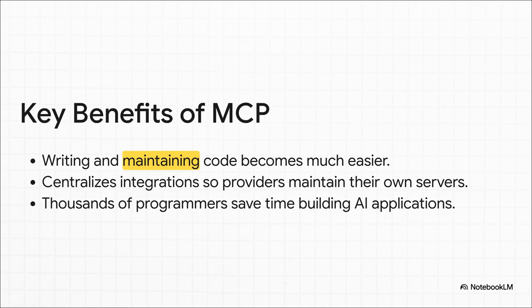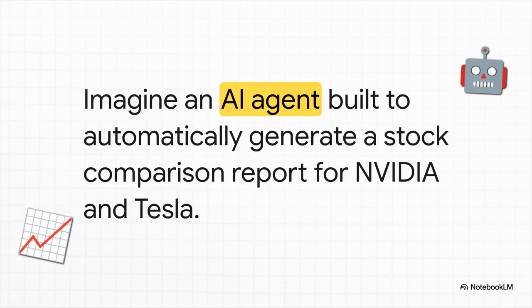And here's a big one. The burden shifts. Instead of every single developer having to build their own connection to, say, Google Maps, Google can just offer one official MCP server and everyone can just plug into that. It's way more efficient.